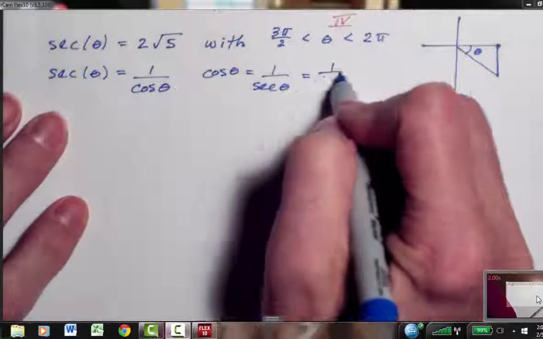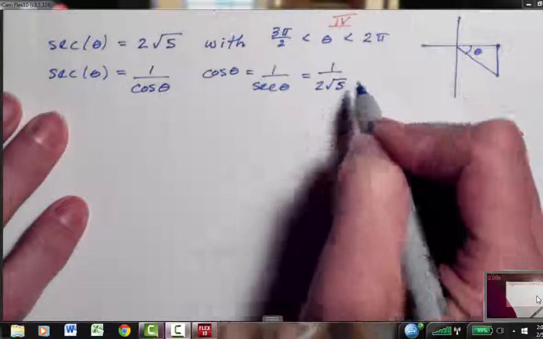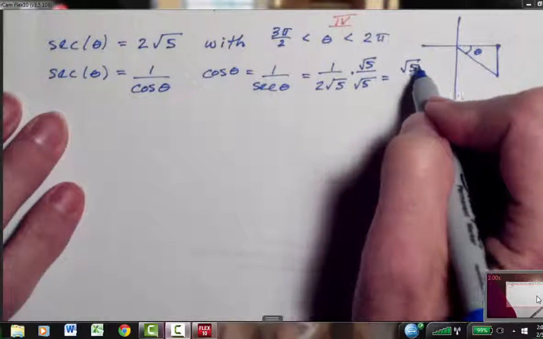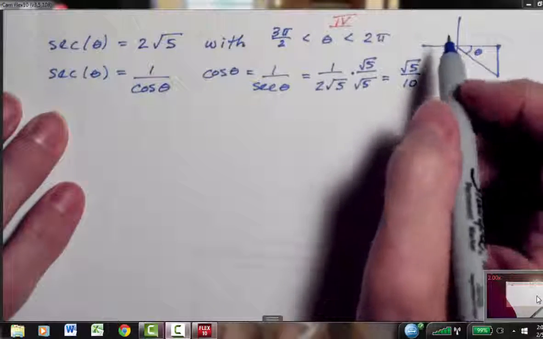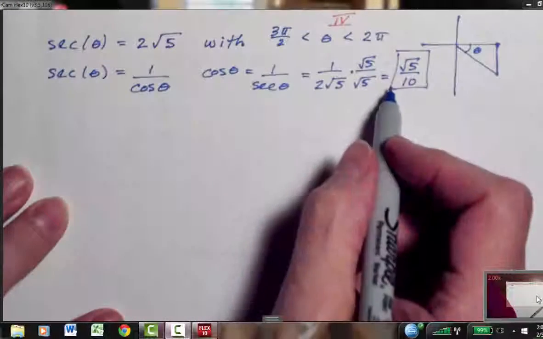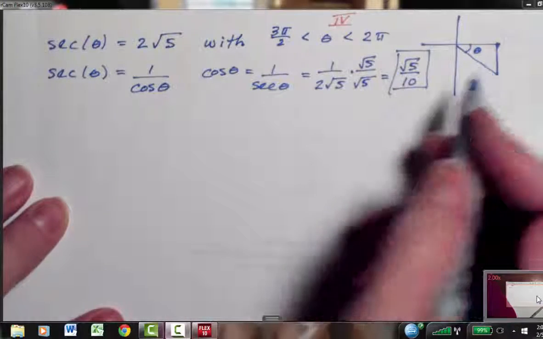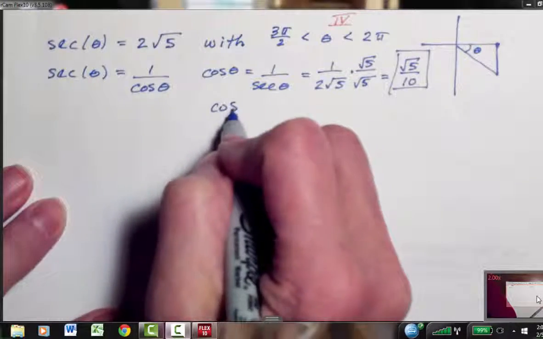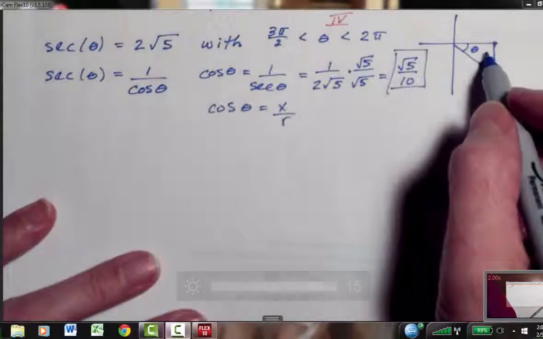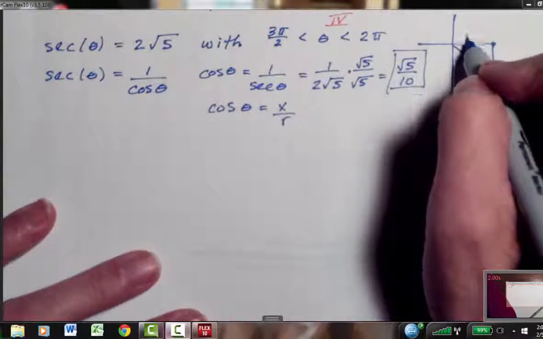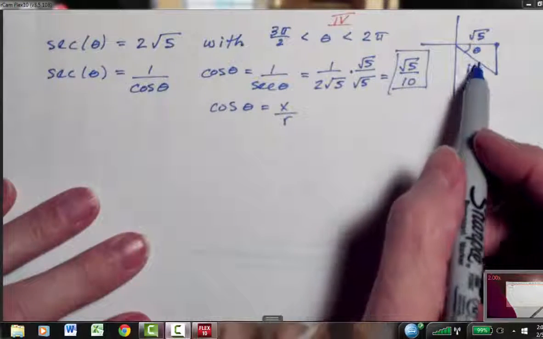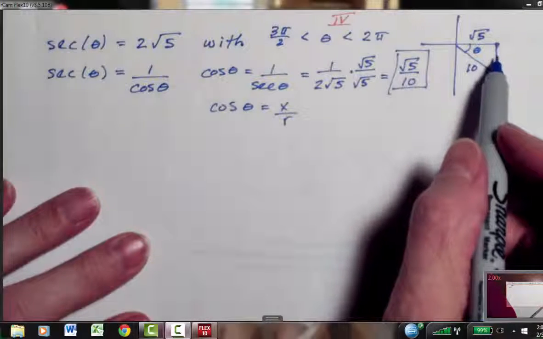The reciprocal of this is 1 over 2 square root of 5. Multiply by the square root of 5, and you end up with the square root of 5 over 10. And that is your cosine theta. I'm going to use that information in my triangle now. Remember that cosine theta is also equal to x over r. Coming into my triangle here, x is going to be the square root of 5, r is going to be 10. To be able to find sine theta, I'm going to need to find the side opposite my angle.